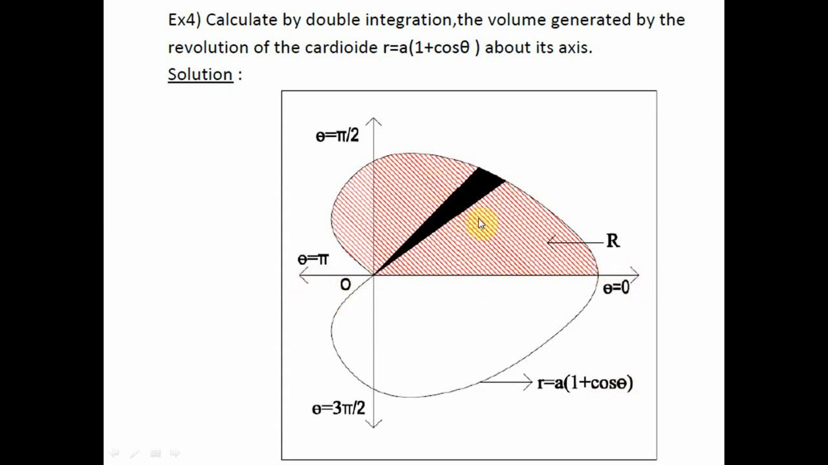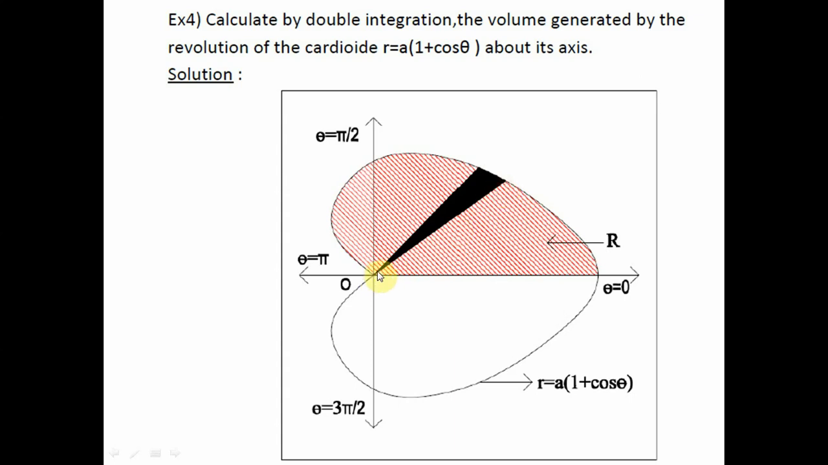We shaded only the upper part of the cardioid. When we revolve this part of the region about the initial line, automatically it covers this lower part of the cardioid, and therefore to get the volume, we consider the radial strip in the region of integration drawn from the pole to the other end of the cardioid. So first we find the limit of the inner integral.